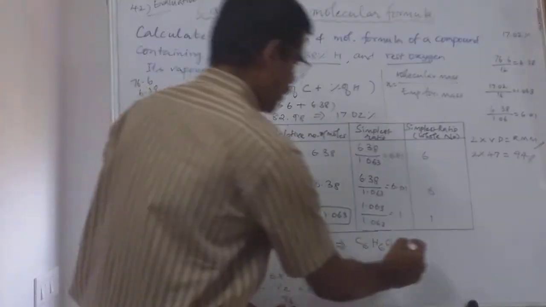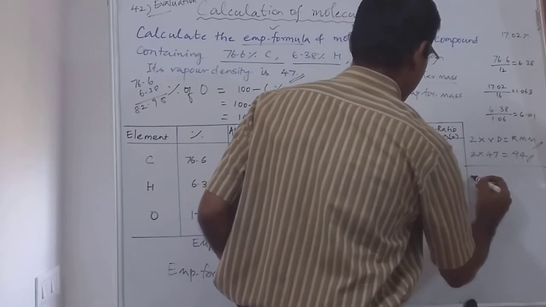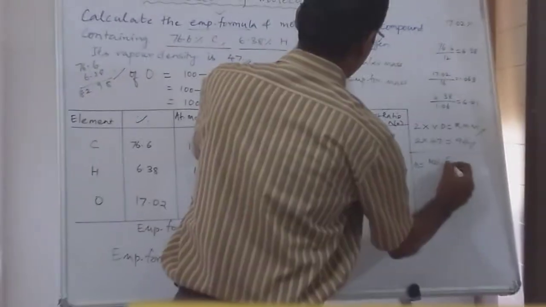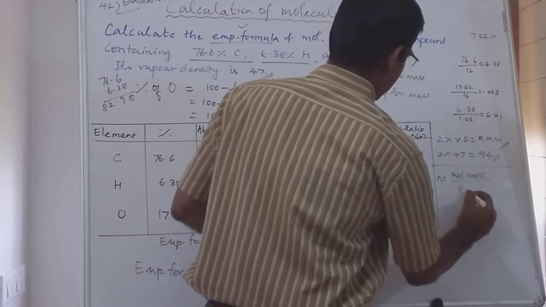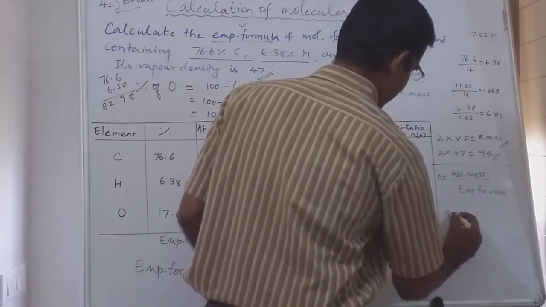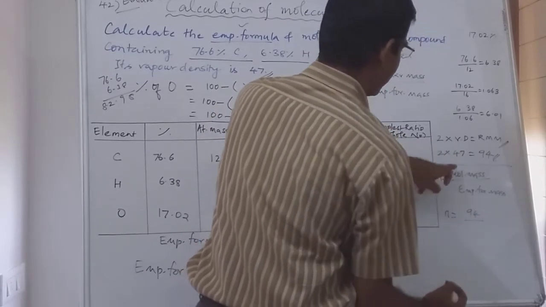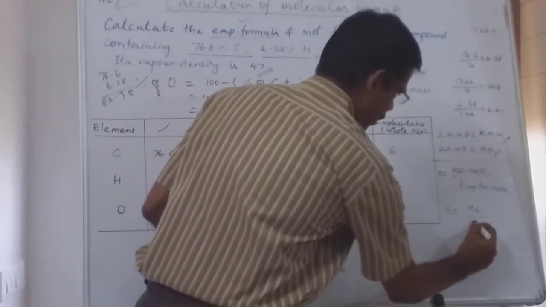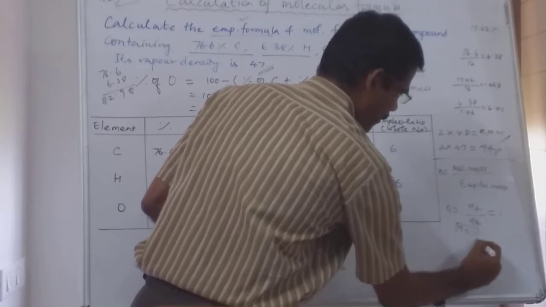If anything is wrong, you see, we write here. So N is equal to, just now we have learned this formula, molecular mass by empirical formula mass. So N is equal to the molecular mass, 94, divided by the empirical formula mass. Just now what we have got is 94. So 94 divided by 94 is equal to 1. So the N value is equal to 1 here.